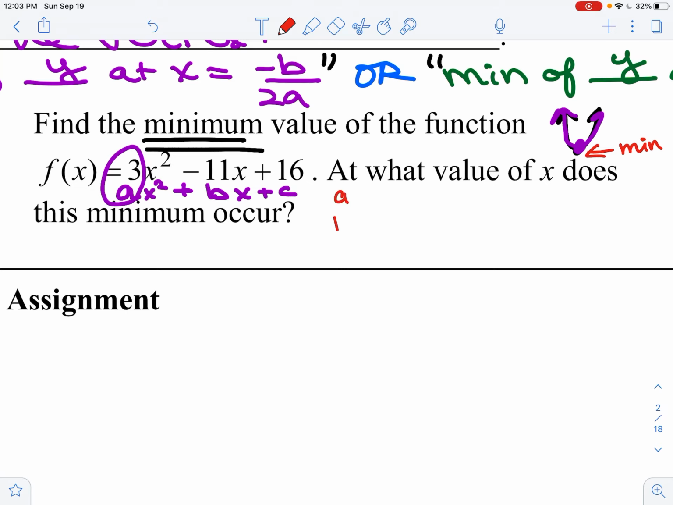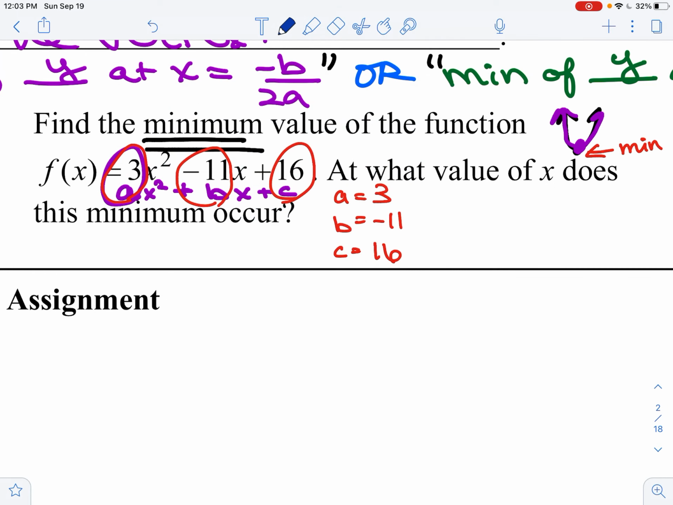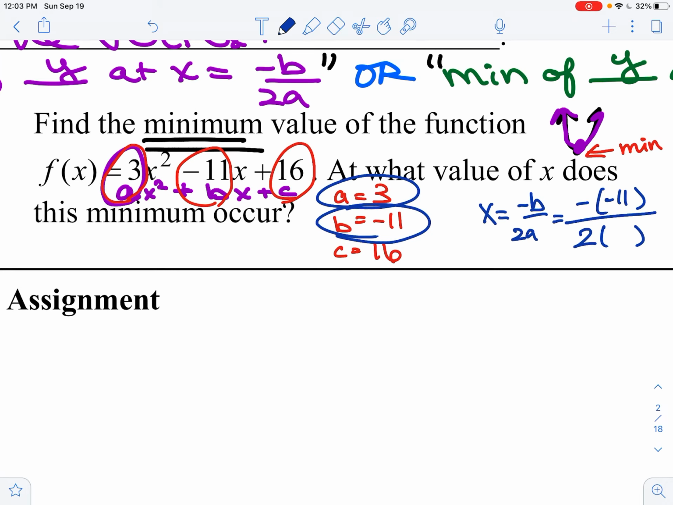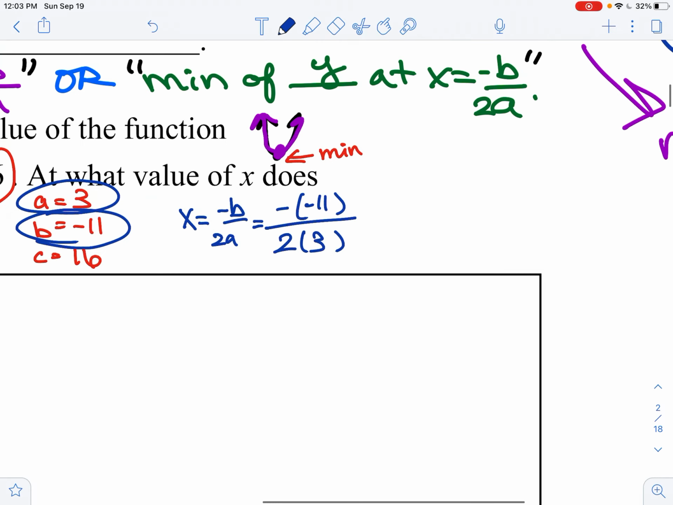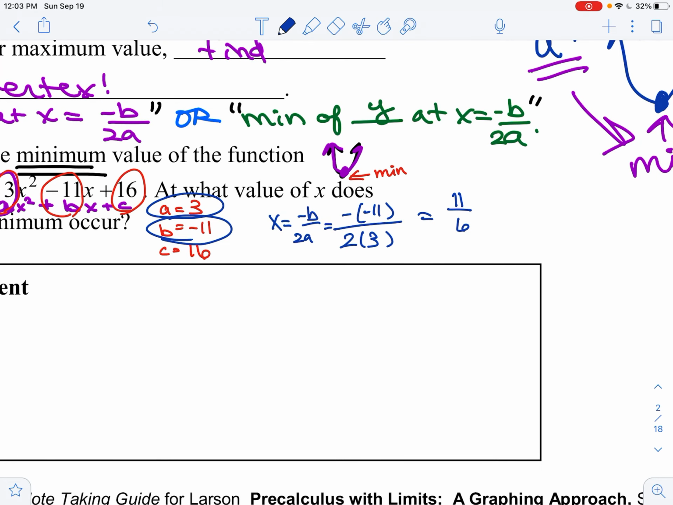So let's list our a, b, and c. a is 3, b is negative 11, c is 16. I'm going to plug this in. We know to find the minimum, we're going to find the x value of the vertex, which is negative b over 2a. So let's plug this in. Negative b is negative 11, over 2 times a, which is 3. So here I end up with positive 11 over 6 as the x value of my vertex.